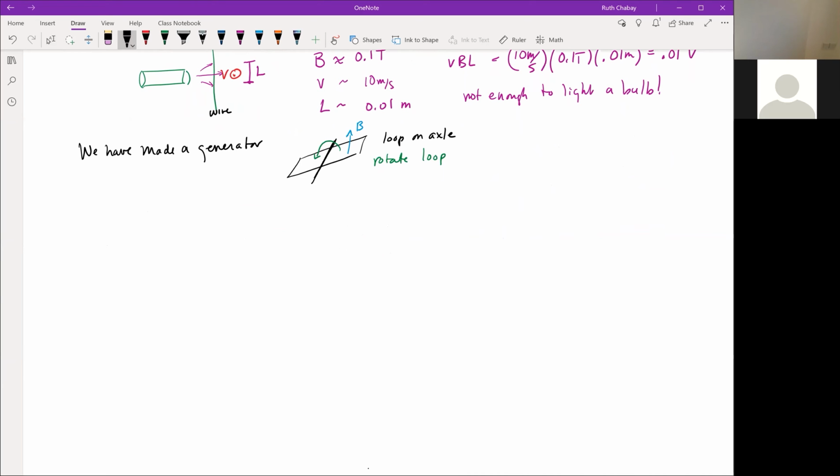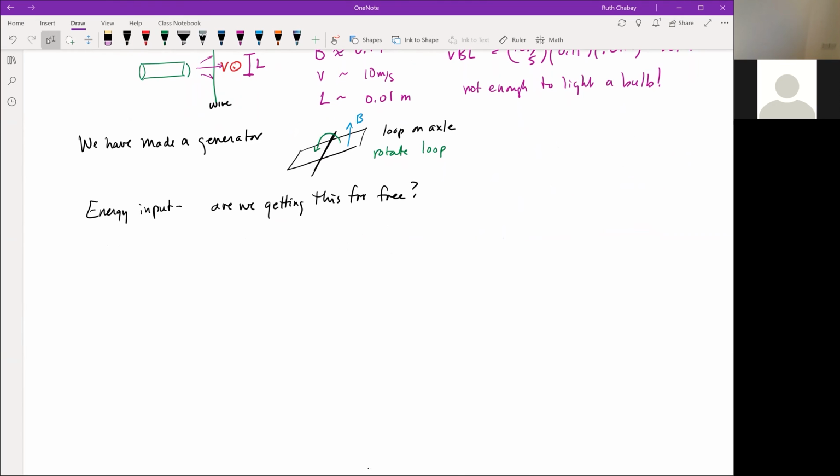But let's think about energy input. Are we getting something for nothing? Now you're probably thinking, no, we can't. And that's correct. So let's think about how that works out.